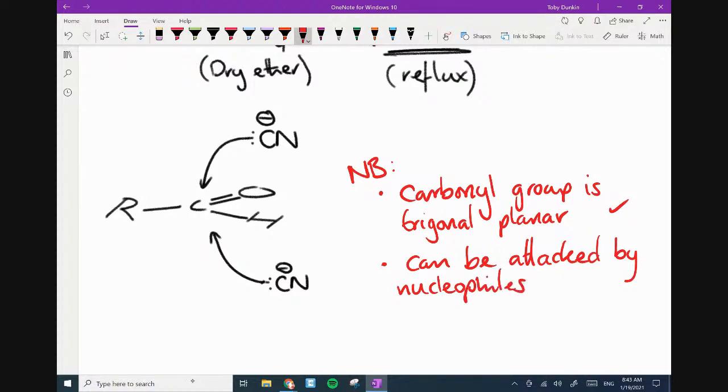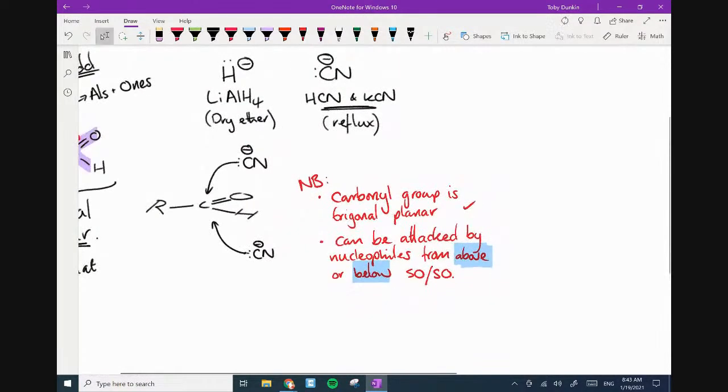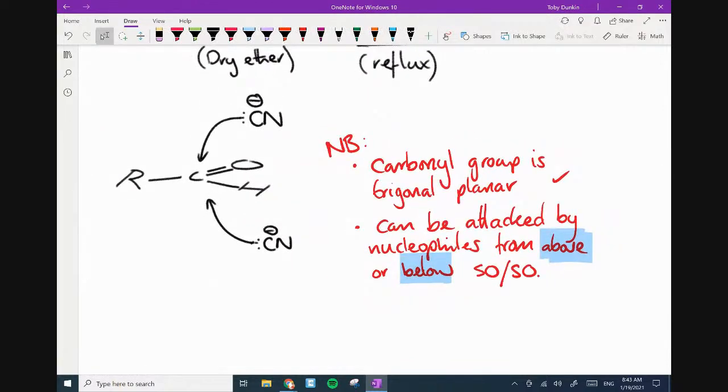Can be attacked by nucleophiles from above or below. And this is where I really ought to highlight these keywords. From above or below, 50% of the time. Above or below, 50-50. This is because the molecule itself is entirely flat. There'd be no reason for them to select a particular direction. And statistically, there are so many molecules, this is going to happen in this regard.